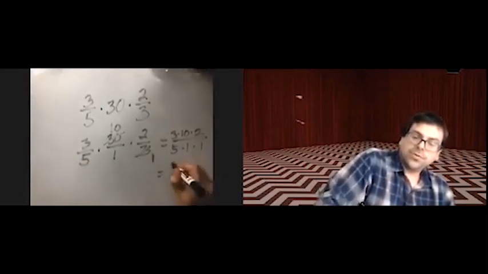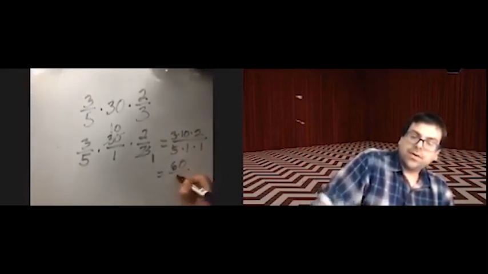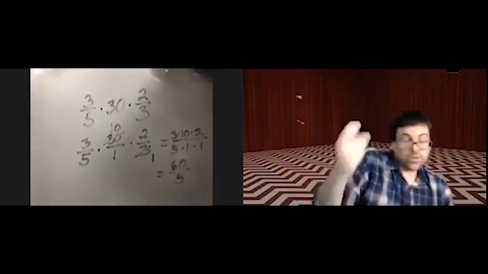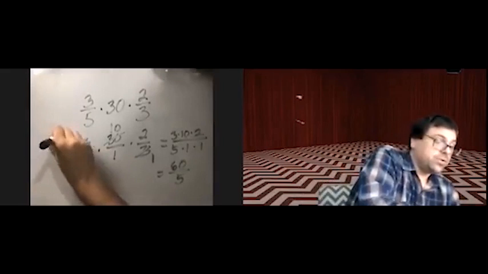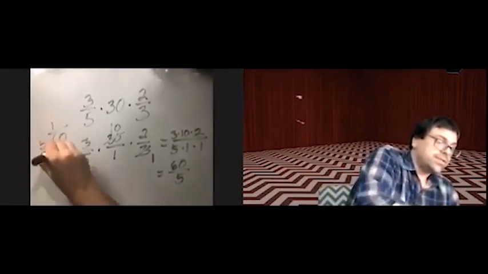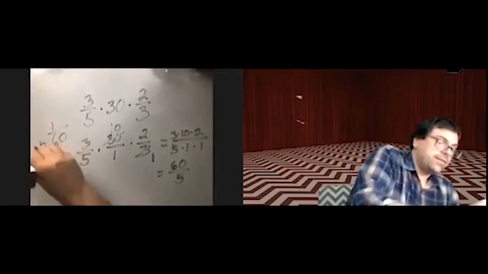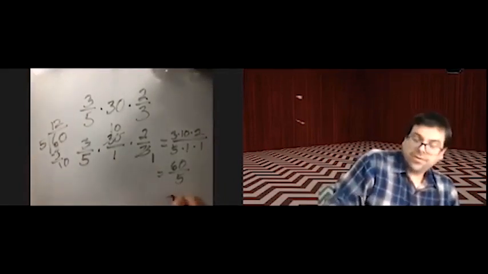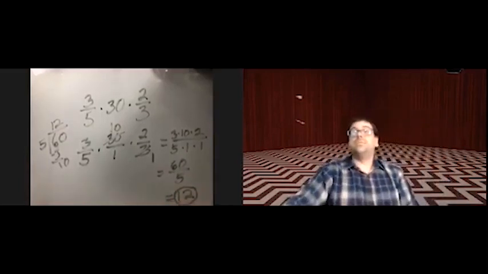30 times 2 is 60/5, which we can reduce with straightforward division. 5 goes into 6 once. 5 goes into 10 twice. 60/5. Just plain old 12.